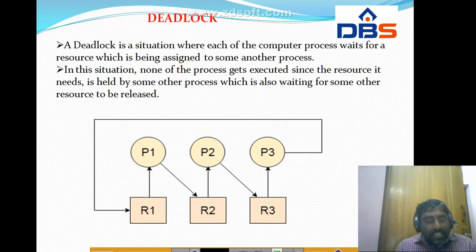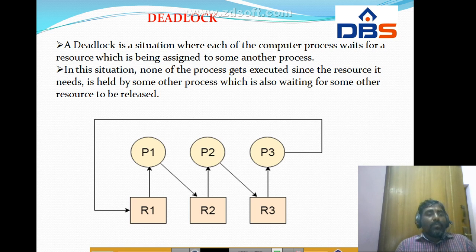A process requests a resource. If the resource is not available at that particular time, the process enters a waiting state. Sometimes a waiting process is never again able to change state because the resource it has requested is held by another waiting process. This situation we call a deadlock.